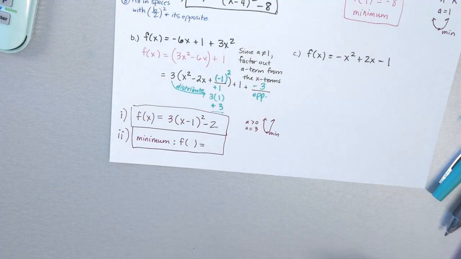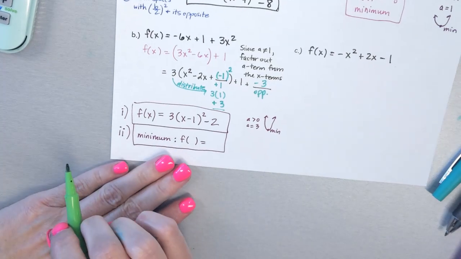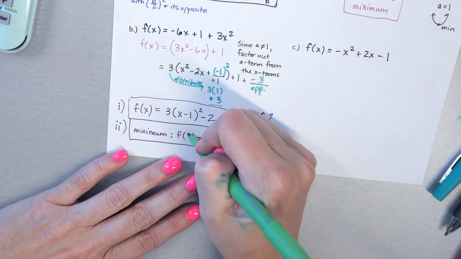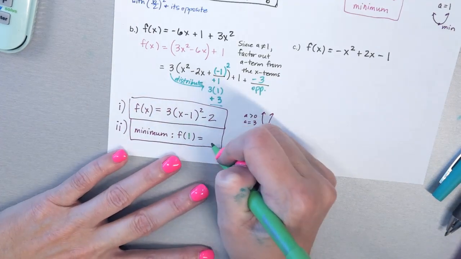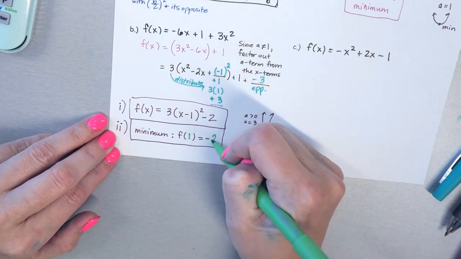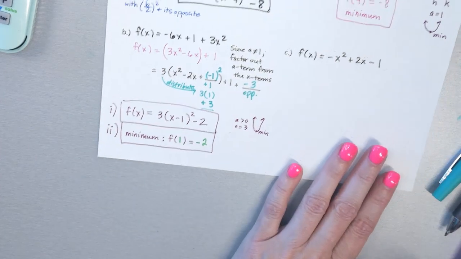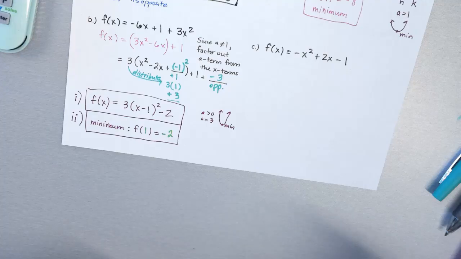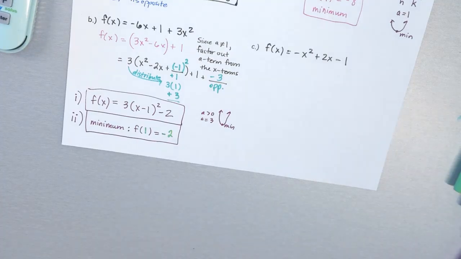Okay, f of, what do we plug in for the first one? 1. 1 is your x coordinate. And then f of 1 is equal to what? Negative 2. Great. So that's going to be your minimum value. All right, and then go ahead and see if you can start part C.